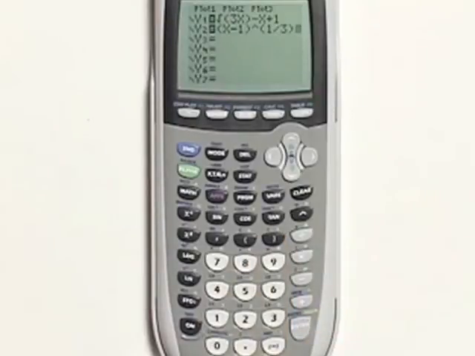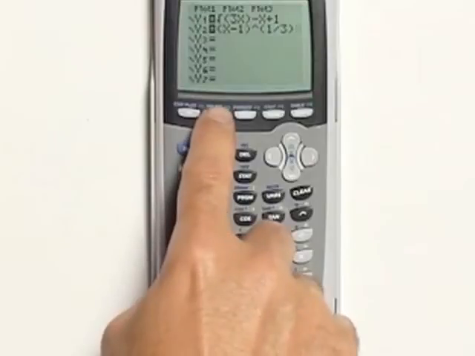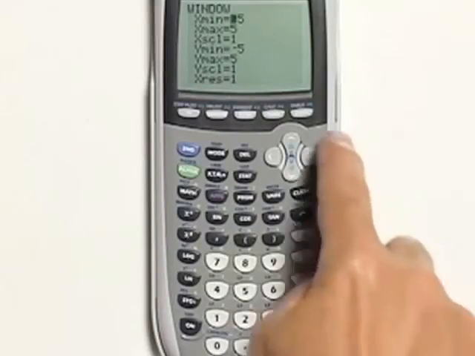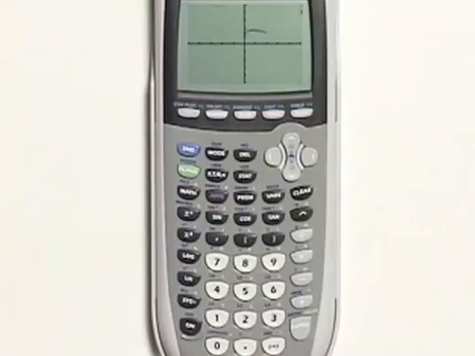Before we graph this, let's just make sure our window is what we want, and that is set up correctly at -5, 5, 1 and -5, 5, 1. Press the graph key and watch it draw our graphs. So we see the second one coming in, and we see that they do in fact intersect.